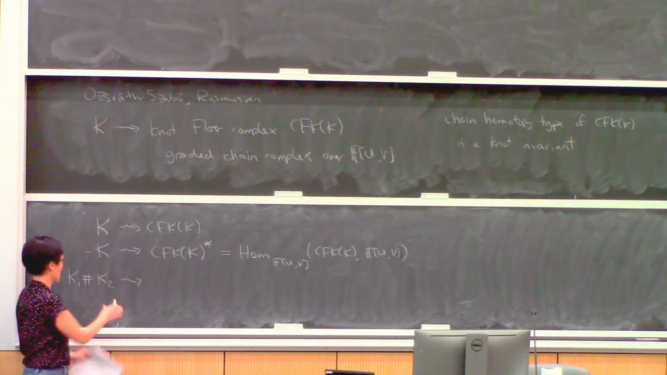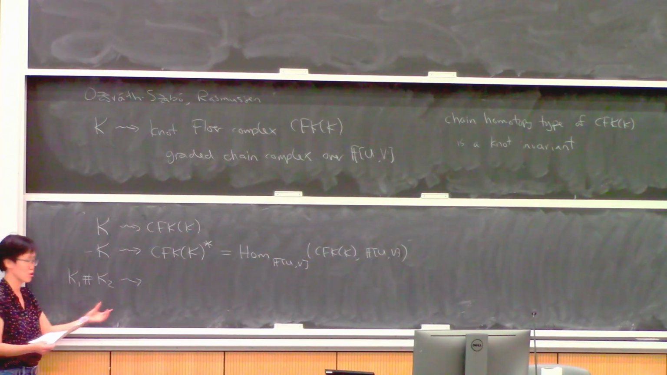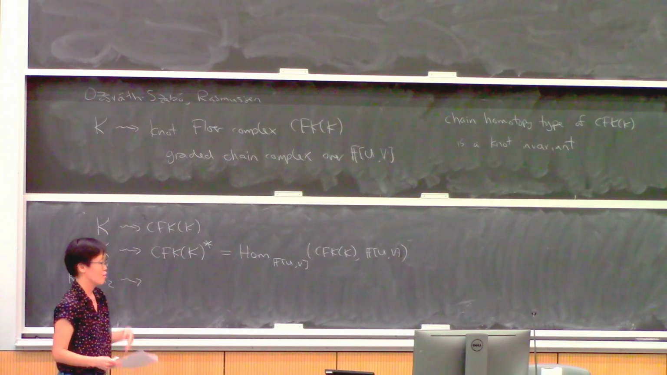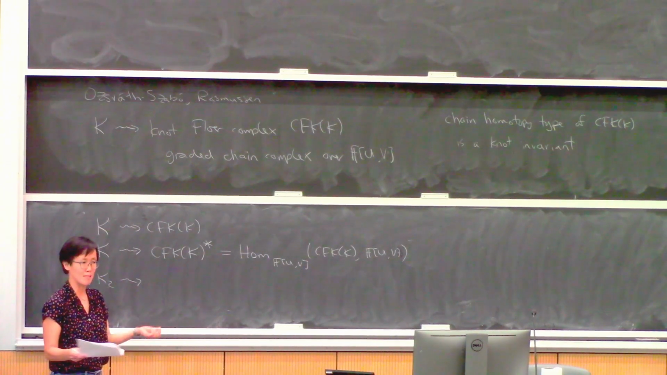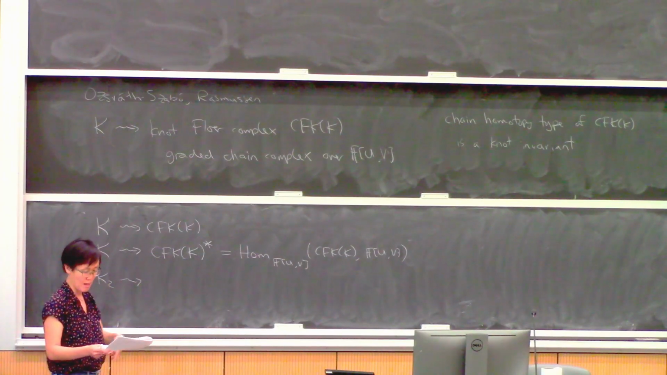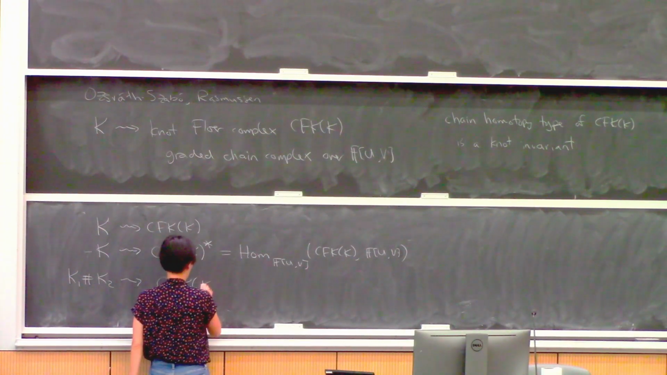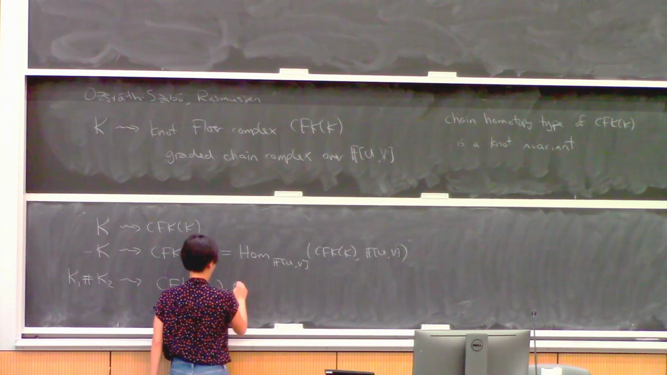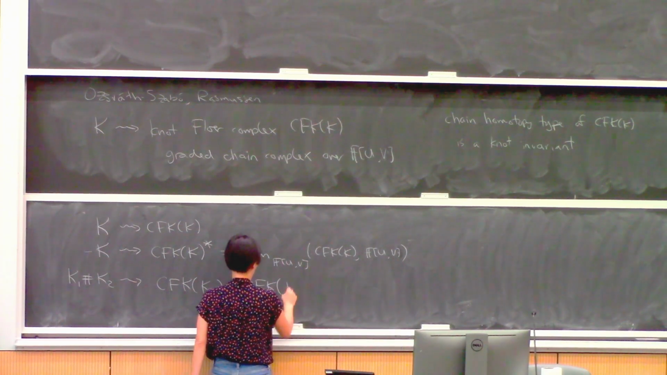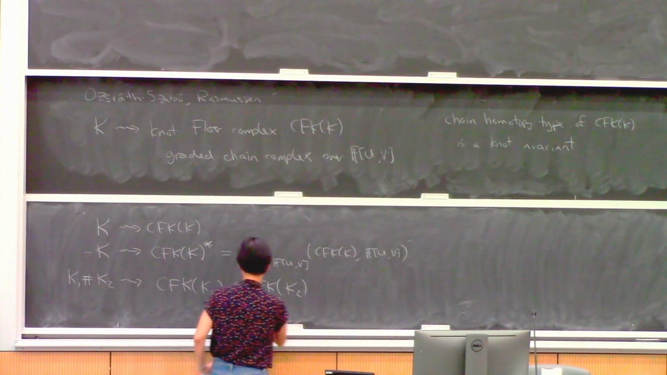This should be somehow related to the knot Floer complexes for K1 and K2. And it is, right? There are lots of ways to take two vector spaces and get a new vector space. The one that's going to happen here is the tensor product, so just a tensor product of their knot Floer complexes. In this case, you're taking the tensor product over the ground ring.